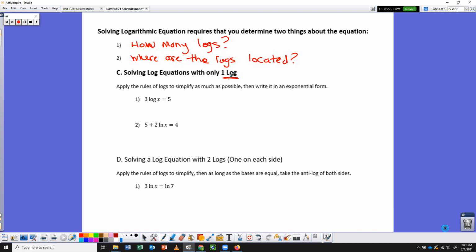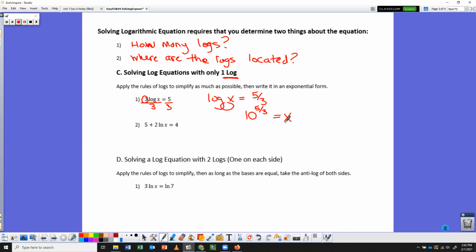So I'm going to take this 3, and I'm going to divide both sides by 3. So that's going to give me log of x equals 5/3. And then what I'm going to do next is turn this back into an exponential. The log doesn't have a base written next to it, so that must mean it's log base 10. So we've got 10 as our base. The number on the right-hand side of the equal sign is our exponent, so that means 10 is getting raised to the 5/3 power, and that's going to be equal to x.